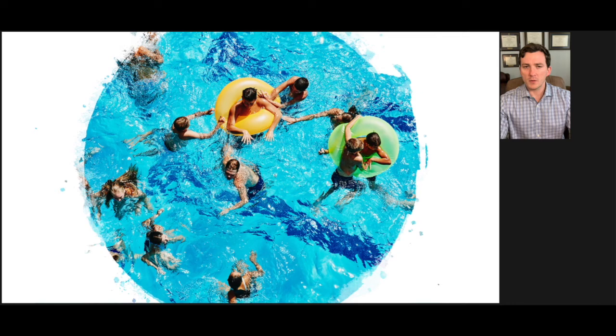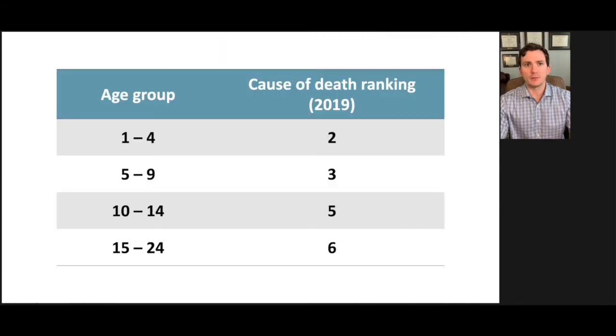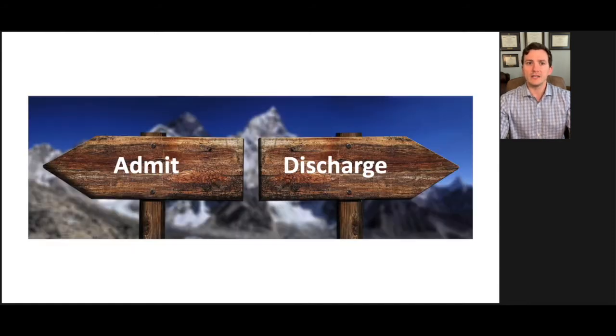Now at this point, you might be wondering, well, how bad is this problem? In 2019, drowning was the second overall leading cause of death in children ages 1 through 4 and the third cause of death in kids 5 through 9. It was also in the top 10 causes of death in patients aged 10 through 24. The CDC also estimates that for every 1 drowning death, another 5 people are seen in the emergency department for non-fatal drownings.